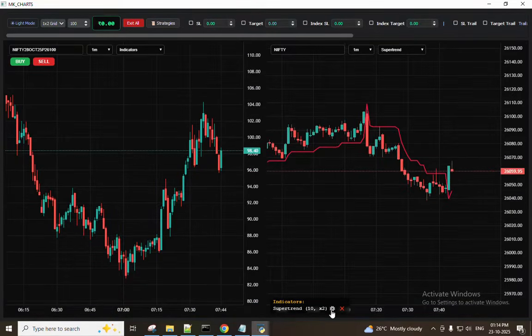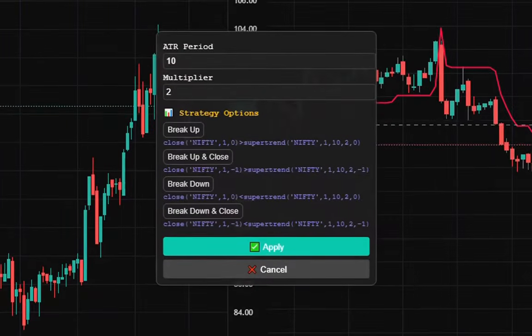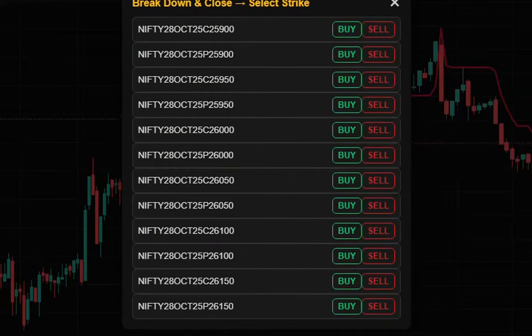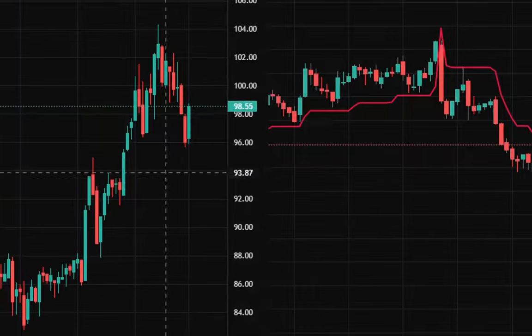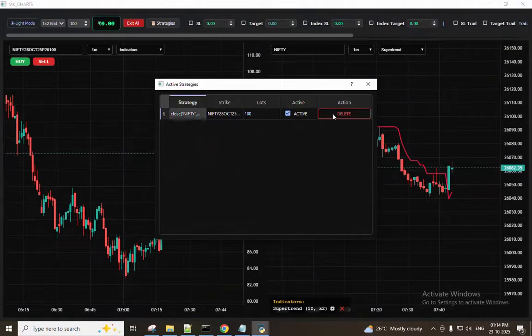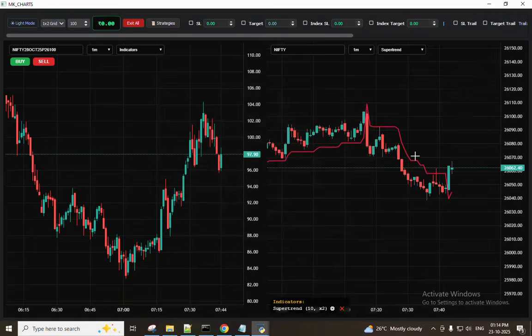Next, let's see how to place order when the price breaks below the Supertrend and close. Okay, here break down and close is selected, and I have selected a strike, PE strike. Okay, the strategy is added. I am removing the old strategy.